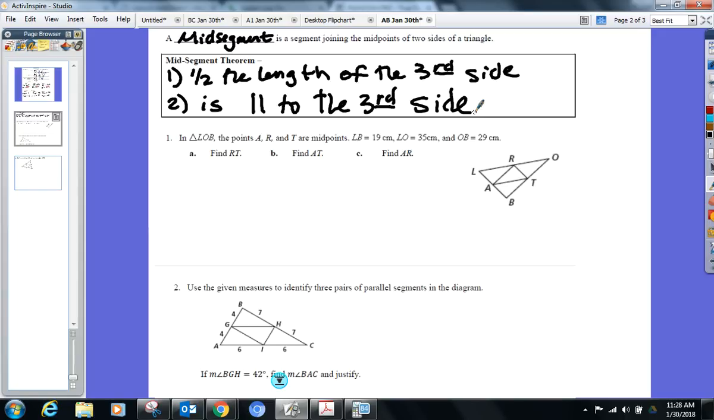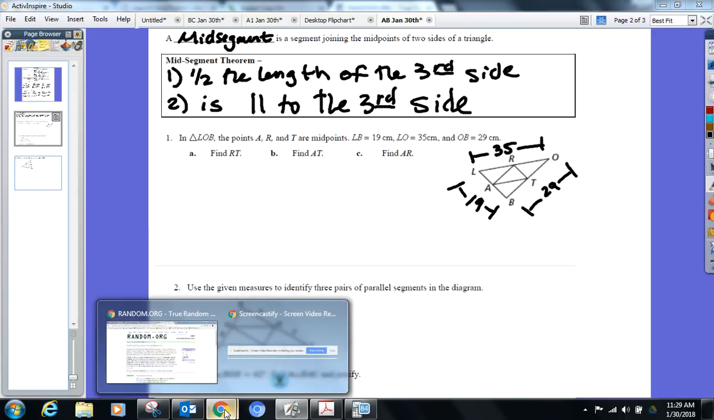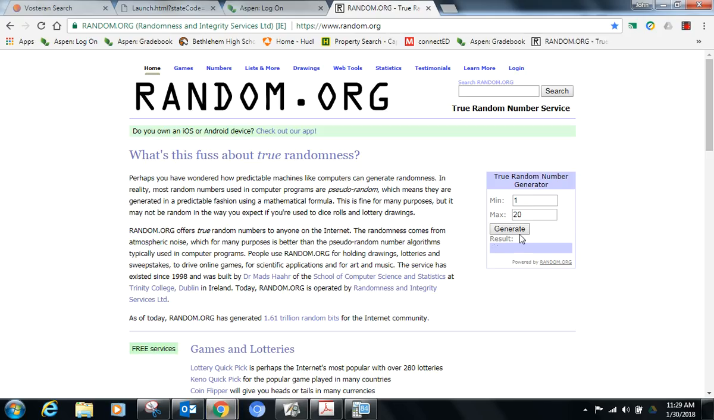Ready to go? All right, let's use this theorem now. LB is 19, LO is 35, OB is 29. Let's do this. Find RT. All right, I got a couple questions before we find RT.